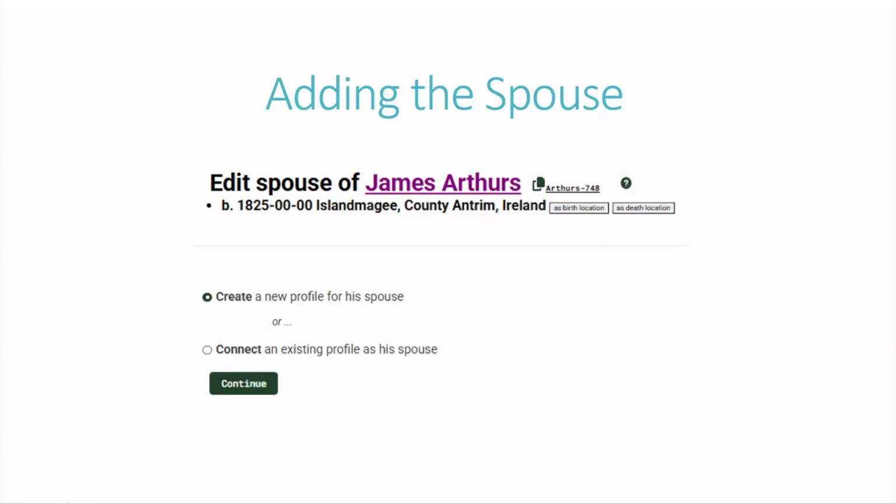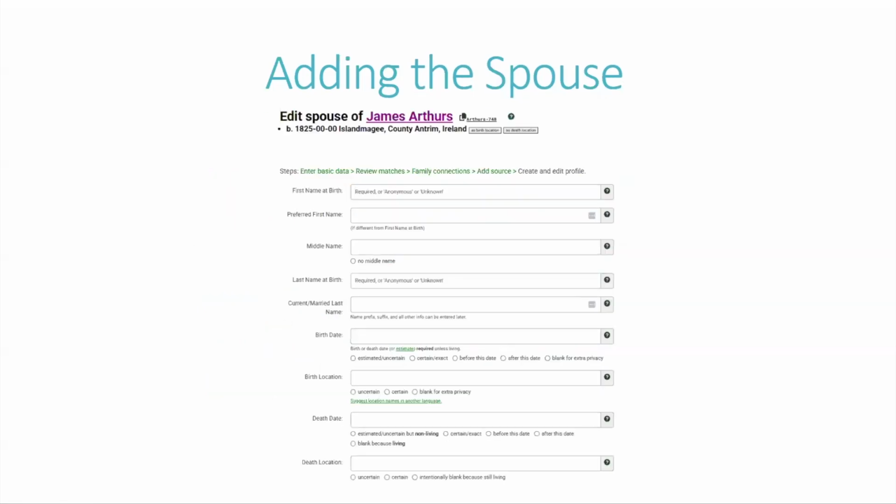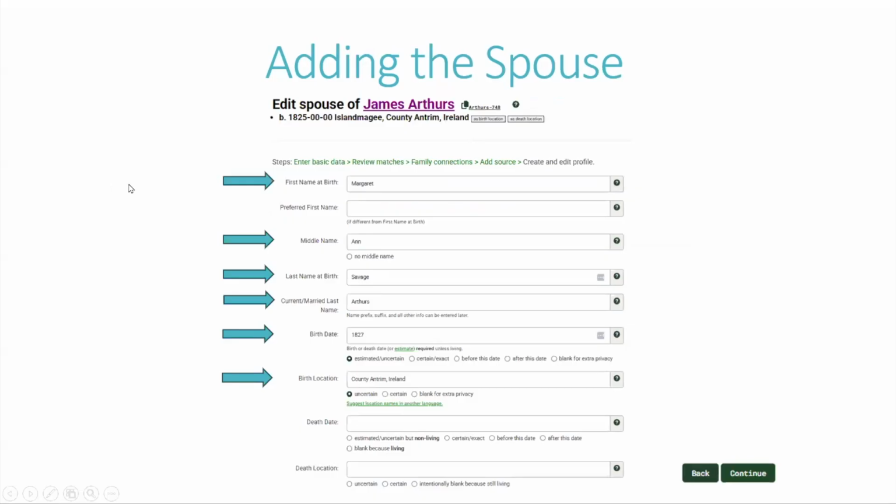But in this case, I'm creating a new profile, so I just go continue, and it's the same as before. I get a form that I can complete and add all the basic information about Margaret Ann Savage. So here we've got the information. So Margaret is her first name. Then we've got a middle name for her, so we separate that out and we put it into the field of middle name. Then Savage. Now this is where for females, you would then put in that her current or married last name is Arthurs.